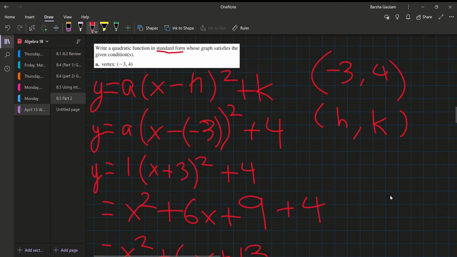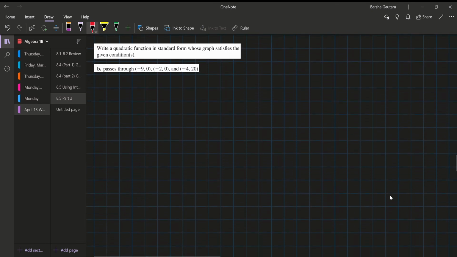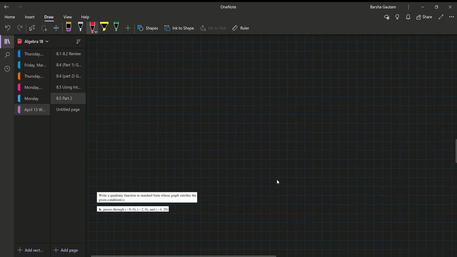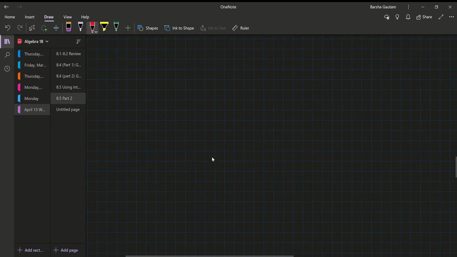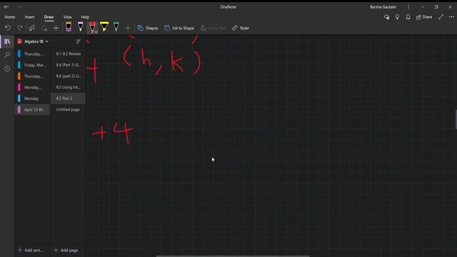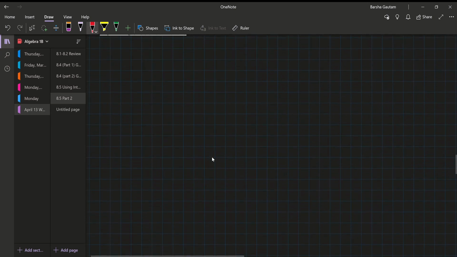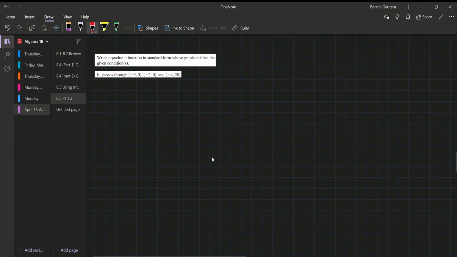So we're going to try another problem like this. In this one, we're going to write a quadratic function. Oh, let me fix this. In standard form, whose graph satisfies a given condition, passes through (-9, 0), (-2, 0), and (-4, 20). So before we start this, you might be a little overwhelmed looking at this, but pause this video if you can and try to see if you can find anything special about these points.